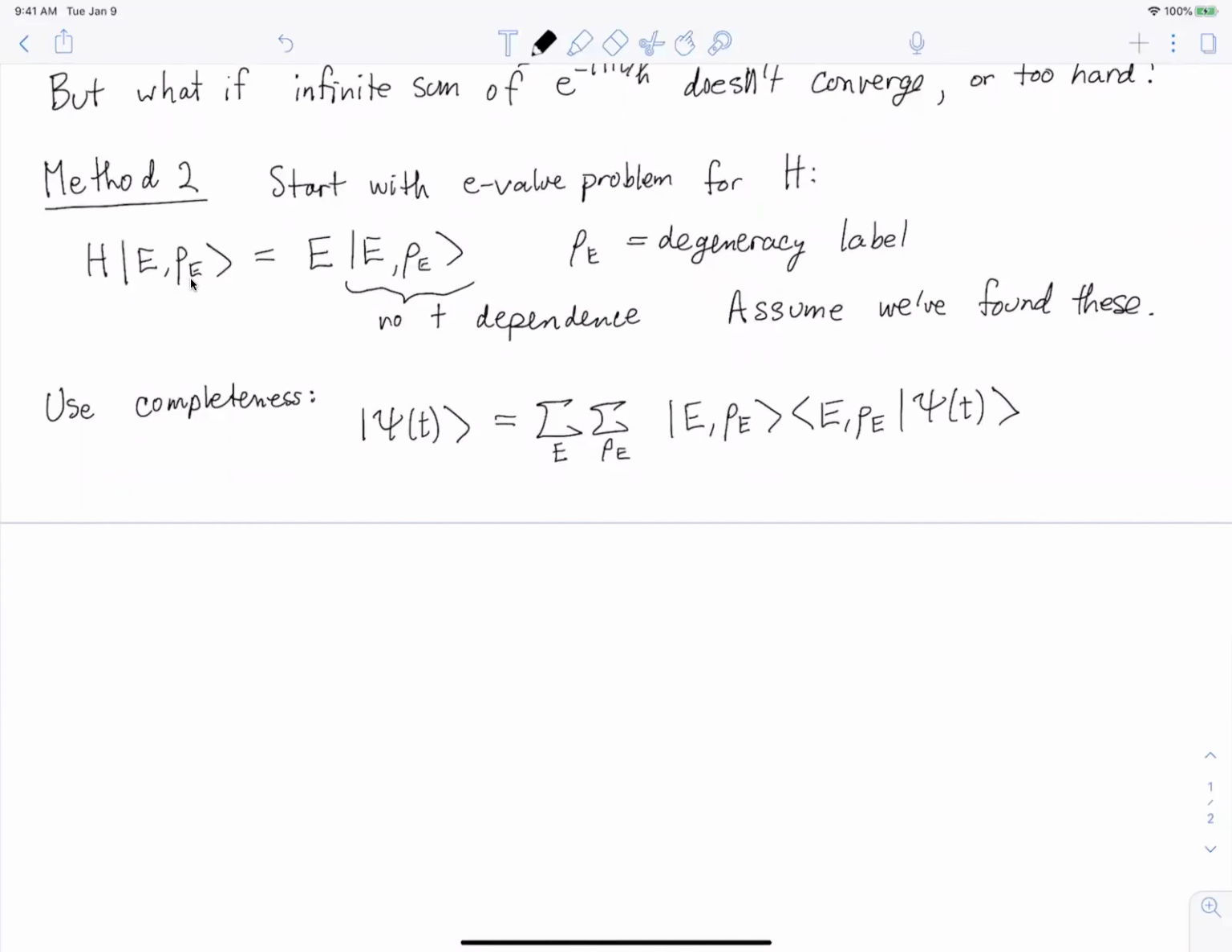Okay, and then these inner products are a set of numbers, and we're going to call these numbers C sub E, rho sub E. And so it depends on the energy, it depends on the degeneracy label, and it also depends on what time it is, t. Okay, and now we know these kets. And so if we also know these numbers, we will be finished. Okay, so solve for these, and then we will be done.